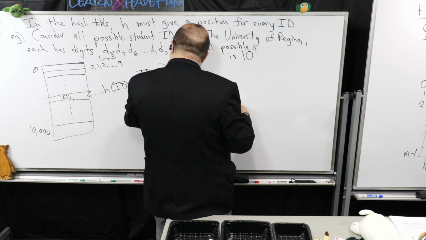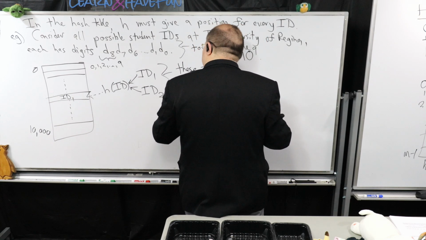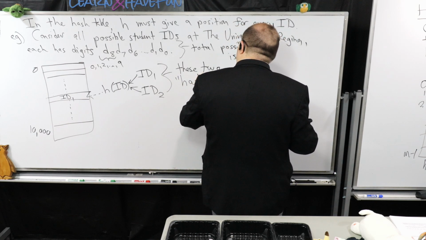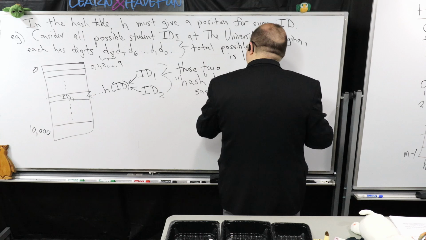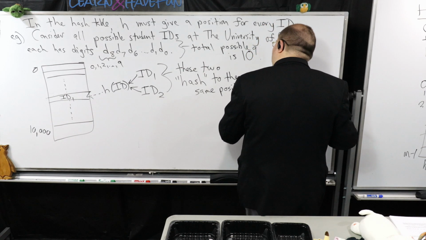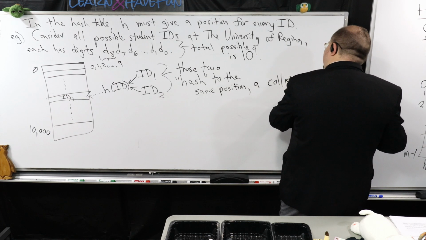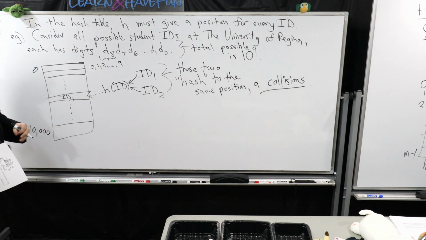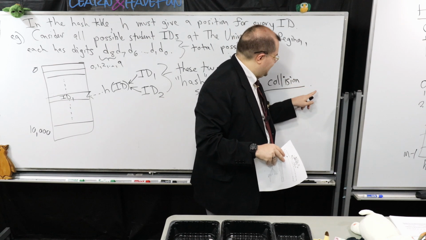So I'm going to say these two, and the phrase that often is used when we talk about what the output of the hash function is, we call it hash. These two hash to the same position. This is what we call a collision. And these collisions are a very big problem for us when we're doing hashing. At least it's one of the big obstacles you run into when you're first thinking about hashing. It's what we call a collision. A collision.